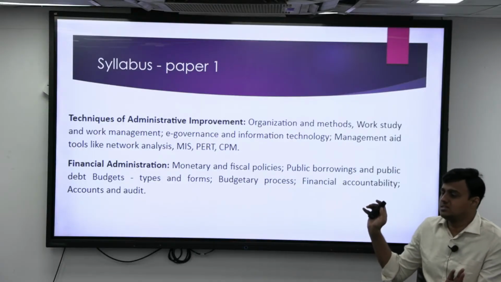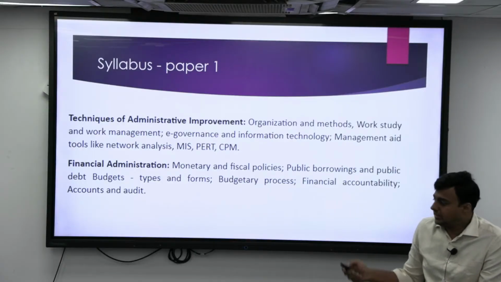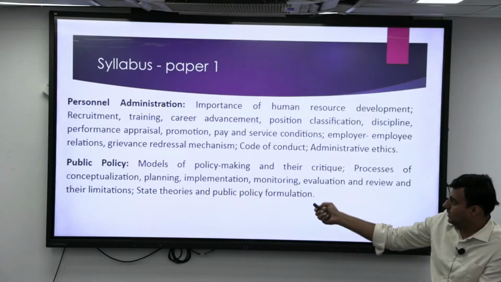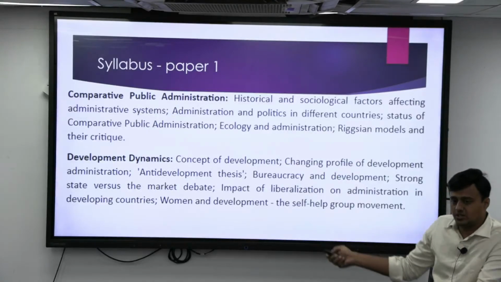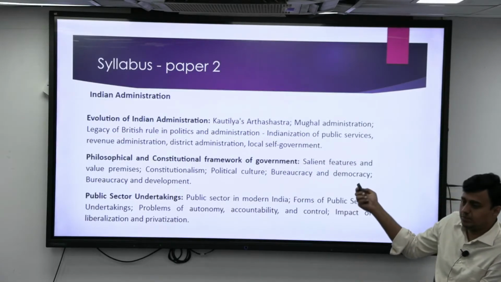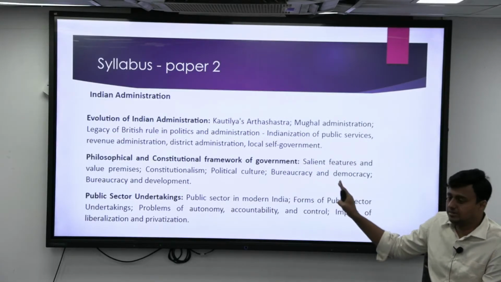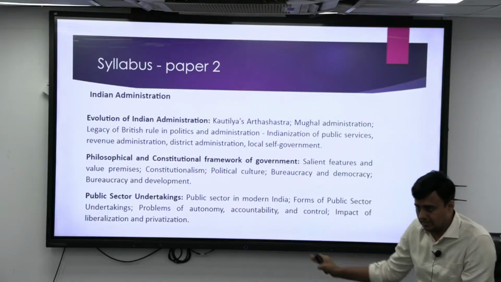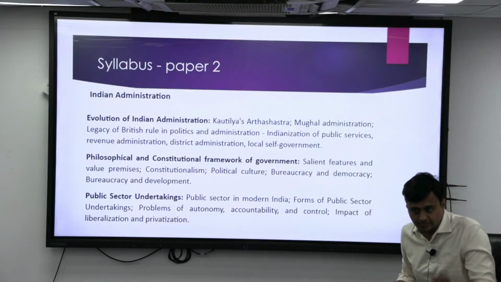So largely this is your paper 1. Fine. Then, as I told, you have totally 12 chapters here. Section A 6 chapters, section B 6 chapters. Then paper 2 is nothing but what? Indian administration. This is more practical. Paper 1 is more theory. That's why look at it.